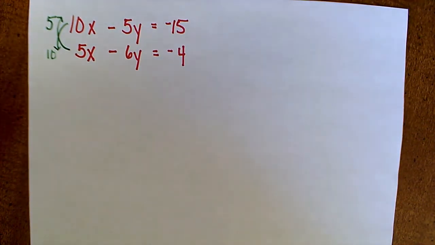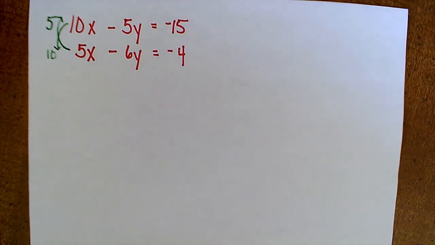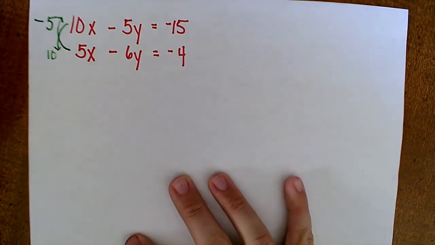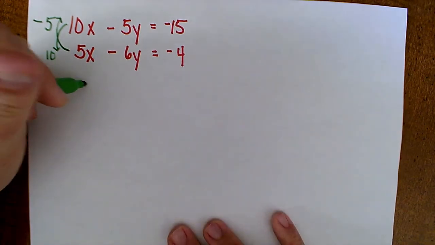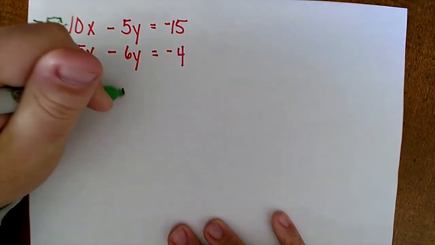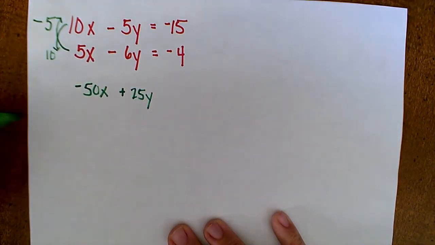Okay? Because what does that give you when you multiply it out? It gives you 5 times 10, which is 50x, and 10 times 5, which is 50x. Now, I need to make one of them positive and one of them negative. I'm going to go ahead and just make the top one negative. All right, so watch how that works out. We have negative 50x plus 25y equals positive 75.